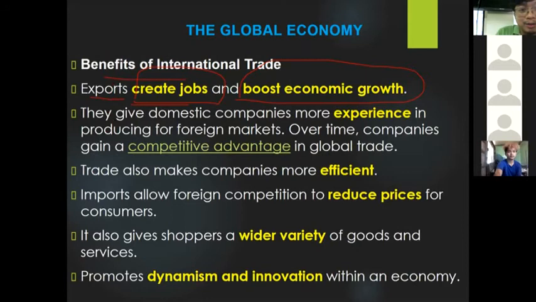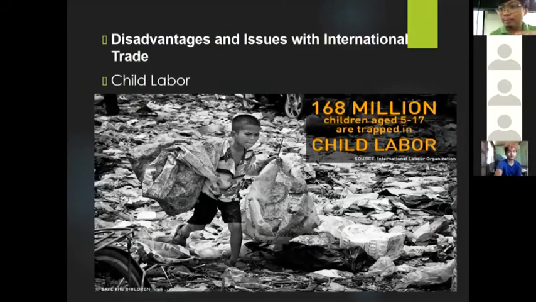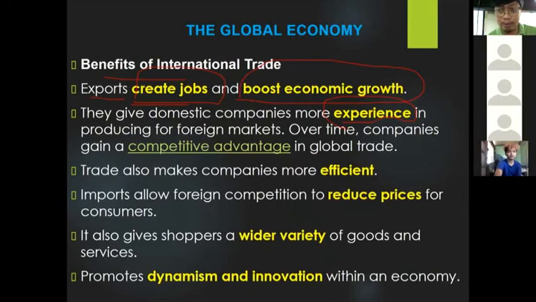Another benefit of international trade is they give local companies experience. No? Halimbawa, Jollibee started as a small restaurant, pero McDonald's came, tapos nagkaroon ng competition between them. Now, yung Jollibee ngayon, pwede siyang mag-benchmark or pwede niyang gayahin yung mga standards na sinet ng isang international or foreign company at i-apply niya dun sa local market.